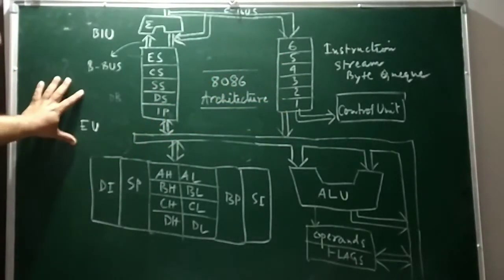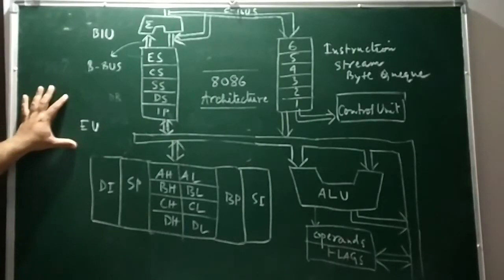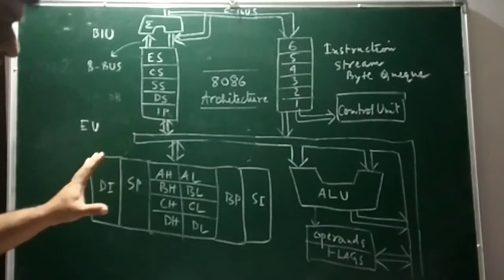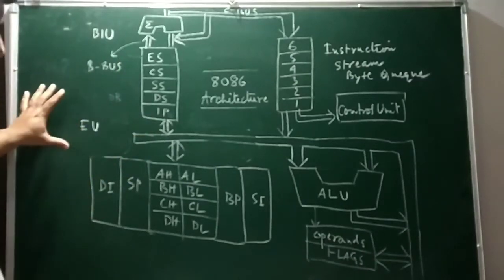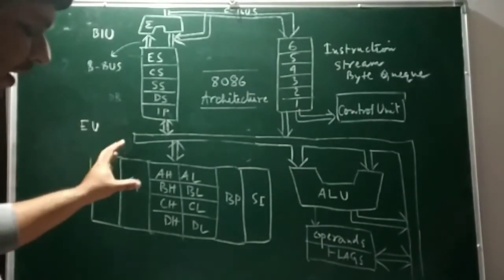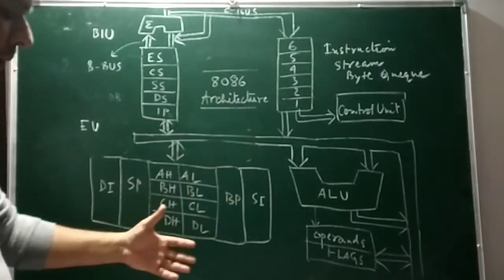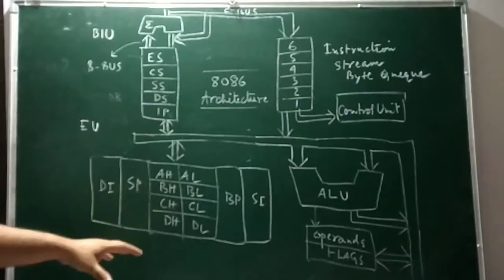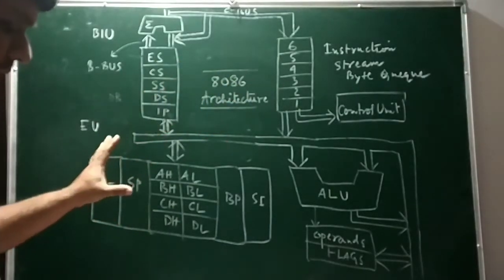When the execution unit is ready for its next instructions from the queue in the BIU, this is much faster than sending out an address to the system memory again and again and waiting for the memory to send back the next instruction byte or bytes. Fine?